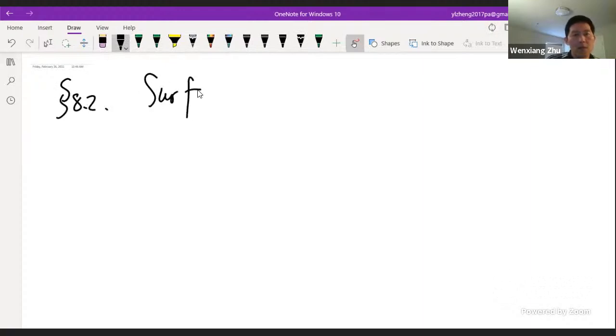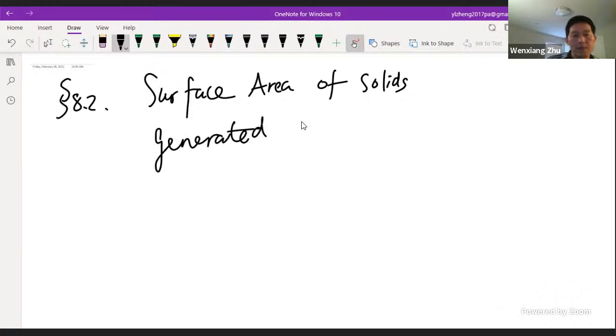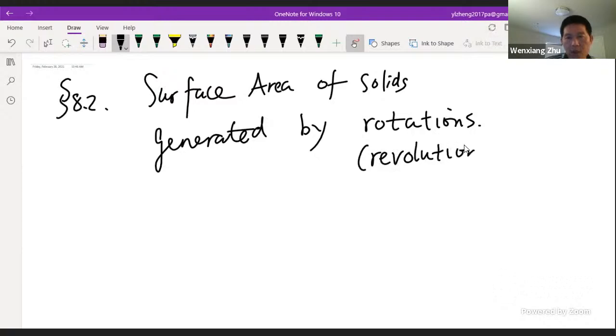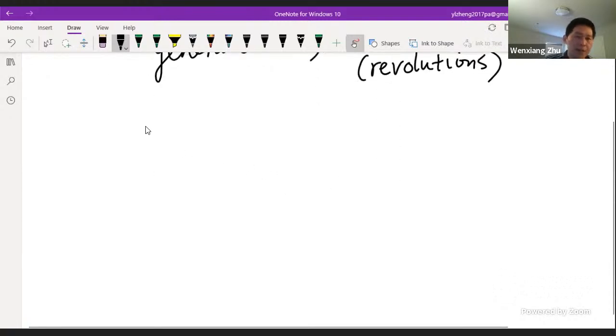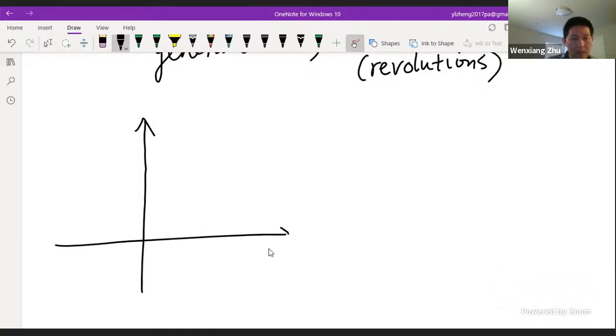So we want to talk about the surface area of solids generated by rotation. Somehow people call that revolutions, okay? In this case, we only talk about the simple case, where you have a 2D curve. The other day, I explained that. So you have a curve like this. This is your curve, y equal to f of x, a two-dimensional curve.